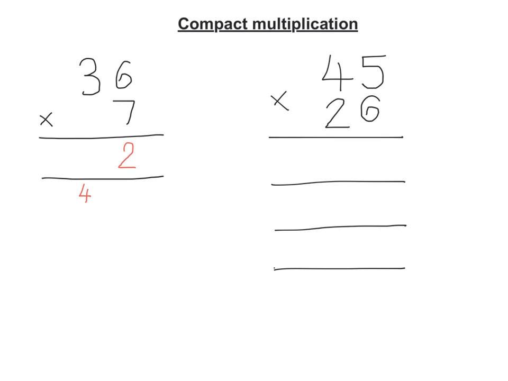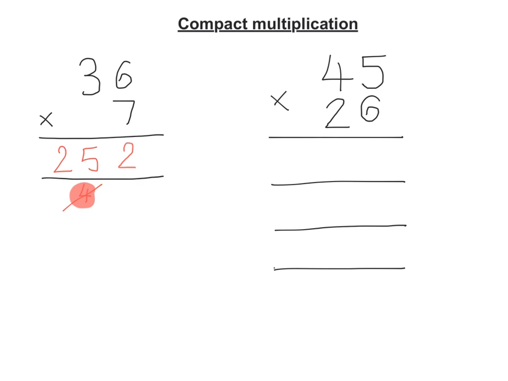The next step is 7 multiplied by 3. 7 times 3 is 21. However, we still have 4 more tens to add on to our previous answer. These 4 tens need to be added onto the 21, making 25. It is important to cross through the answer when you have used it. The answer is 252.